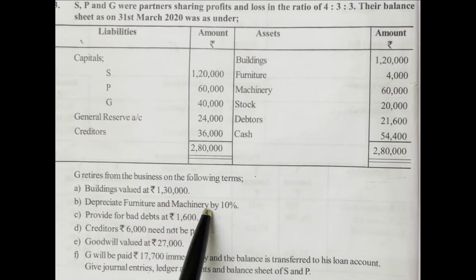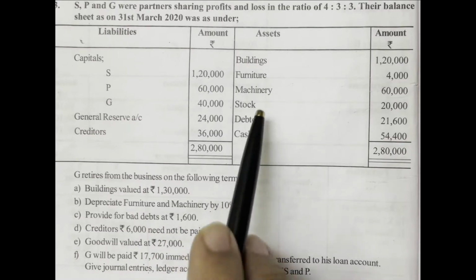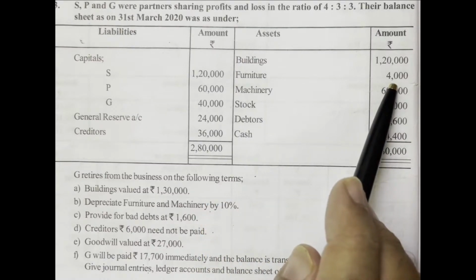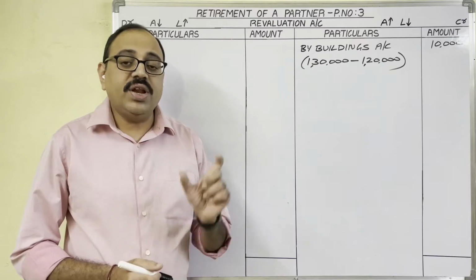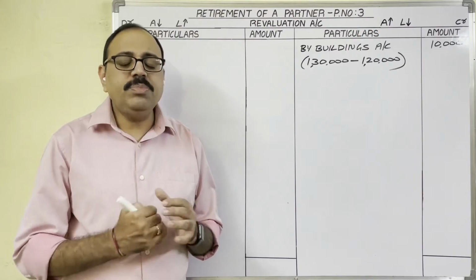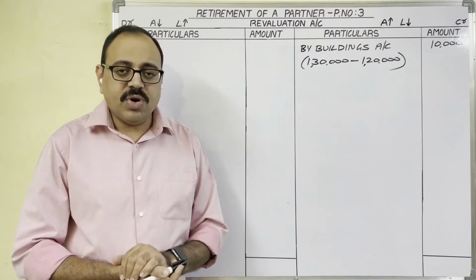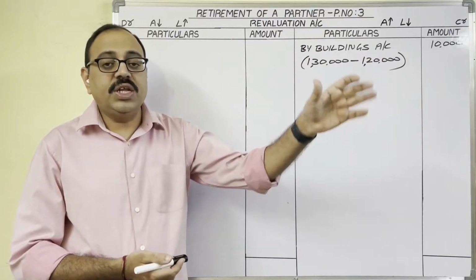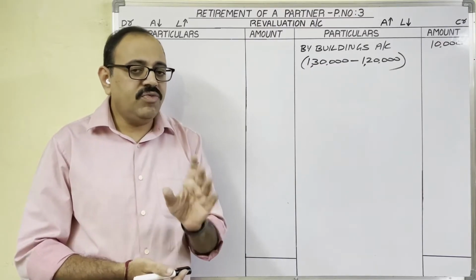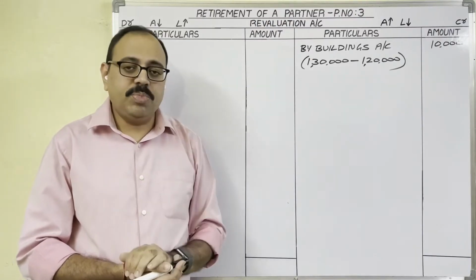B. Depreciate furniture and machinery by 10%. Furniture is to be depreciated by 10%. In the old balance sheet asset side, furniture value is given as 4,000 rupees. Cost price is 4,000 rupees. And in the adjustments, he is giving that we have to provide depreciation on furniture at 10%. It means the market value of this furniture is decreased by 10%. So on 4,000, 10% will be 400 rupees. It means the market value is 3,600 rupees only.